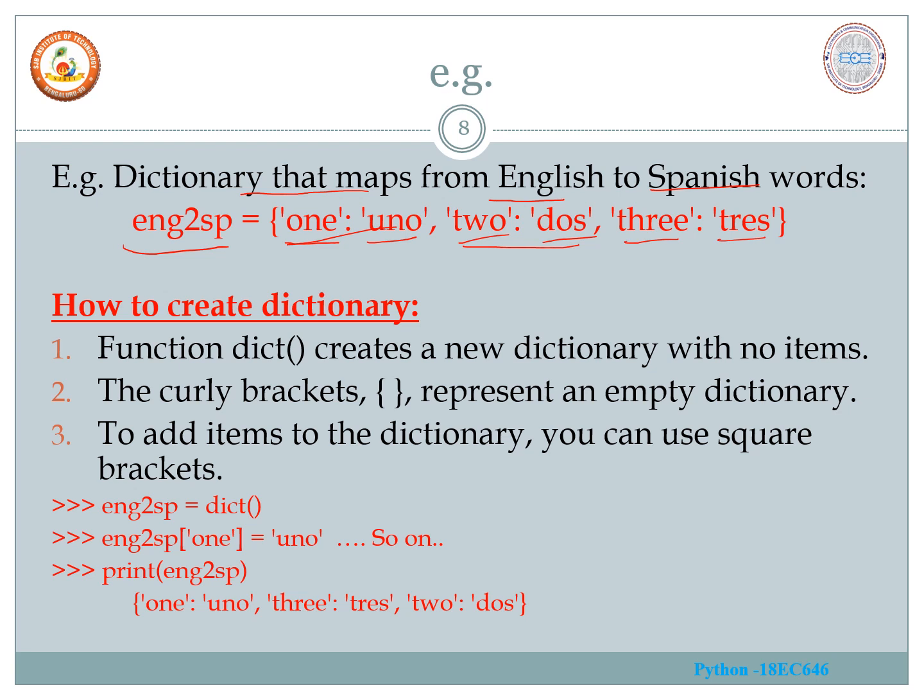In order to create one, the function dict is the one which creates a new dictionary with no items. So you can see that you have a function called dict. It is going to create a new dictionary with no items, and the curly braces represent an empty dictionary. So if you are representing an empty dictionary, you can make use of curly braces.